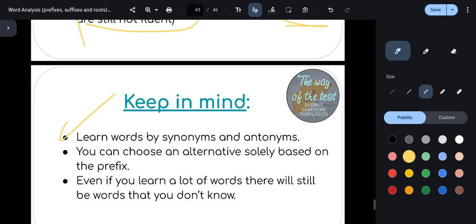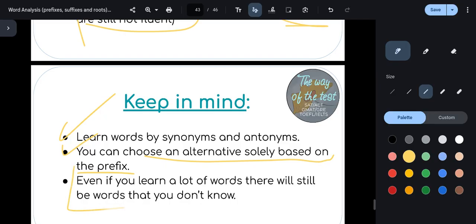Also, remember, you can choose an alternative slightly based on the prefix. This is if you're taking one of these exams. If you're looking for a word that is a negative thing, just find a prefix that has a negative connotation. You can totally do that, also based on the root.